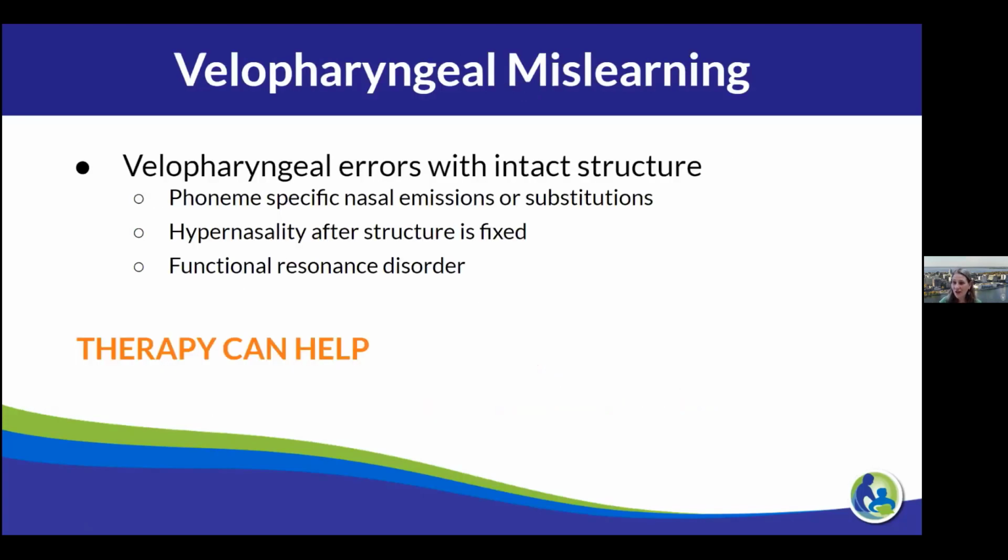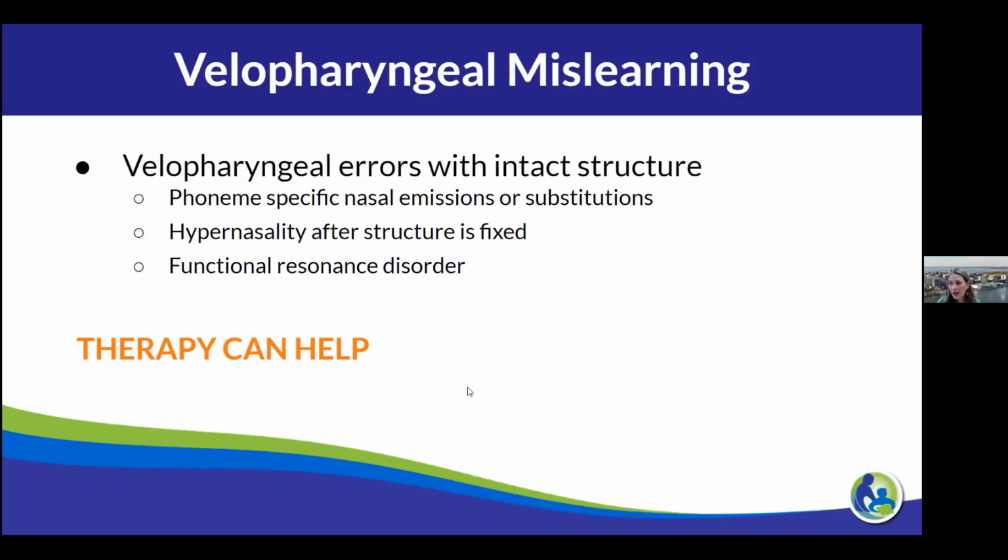Velopharyngeal mislearning, I find fascinating. So these are velopharyngeal errors with intact structure. So these are really, again, more articulation errors. They can be resonance errors as well. But take, for example, phoneme-specific nasal emissions or substitutions. So if a student only has nasality on a couple of sounds, that's probably not structural. So let's say you've got a kiddo who has all their P and B sounds. They sound great. Doesn't sound hypernasal on those, but their S's come out of their nose. They go, but then they say puppy. Good chance that is a mislearning.